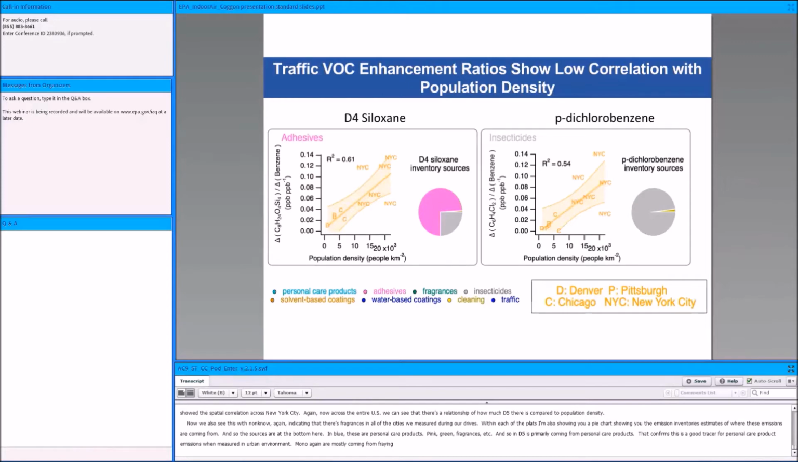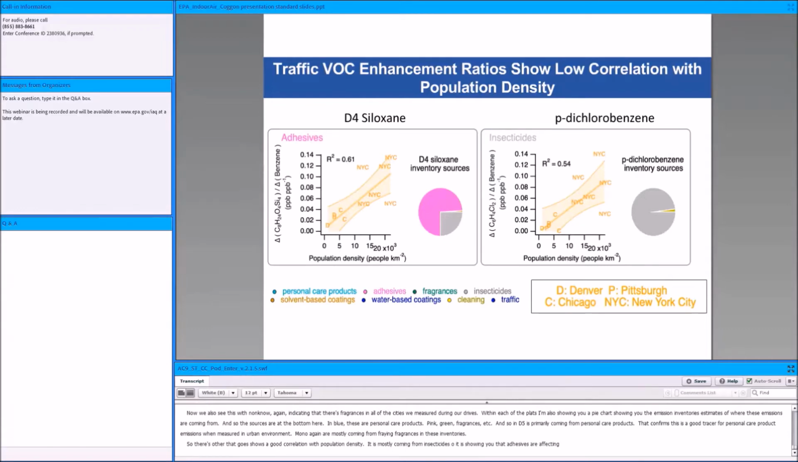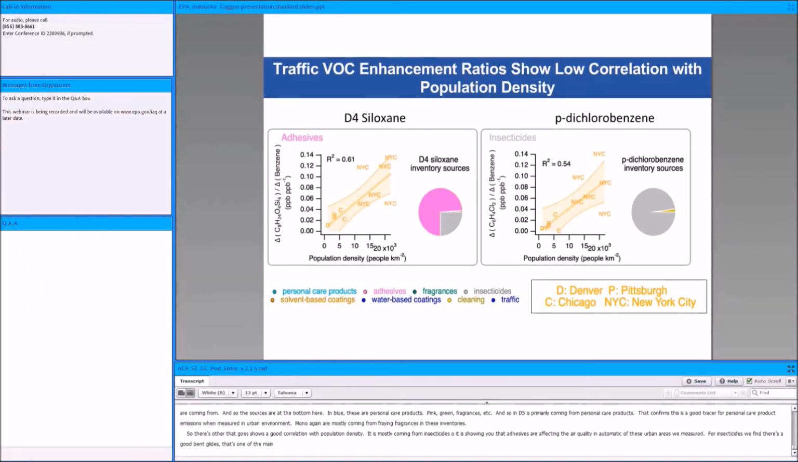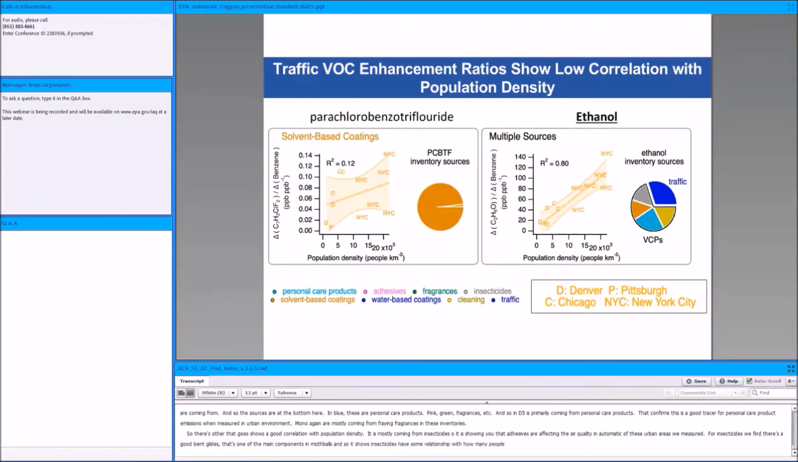Now, there are other molecules. D4-siloxane shows a really good correlation with population density. D4-siloxane is mostly coming from adhesives and insecticides. So that's showing you that adhesives are affecting the air quality in all these urban areas that we measured. For insecticides, we find that there's a good correlation of p-dichlorobenzene. P-dichlorobenzene is one of the main components in mothballs. And so you can see there, that molecule has a good correlation with population density, showing that insecticides have some relationship with how many people there are in an urban environment.